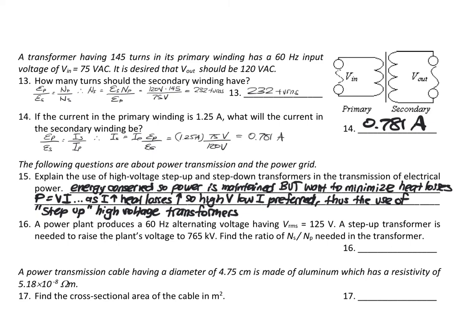I'm honestly not really sure that it matters because the maximum value for the VRMS of 125 volts, the V naught, the V max for that is 177. But if you're doing a ratio of either 125 to 765,000 or 177 to 765,000, there really isn't much of a difference. So I'm not sure it matters.